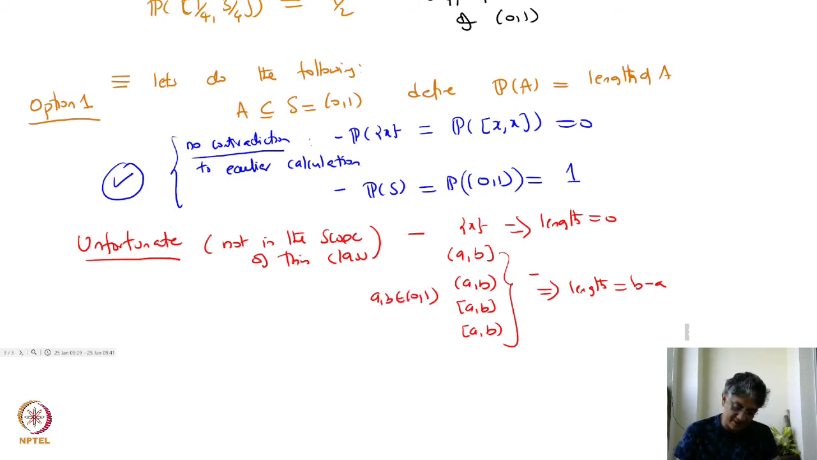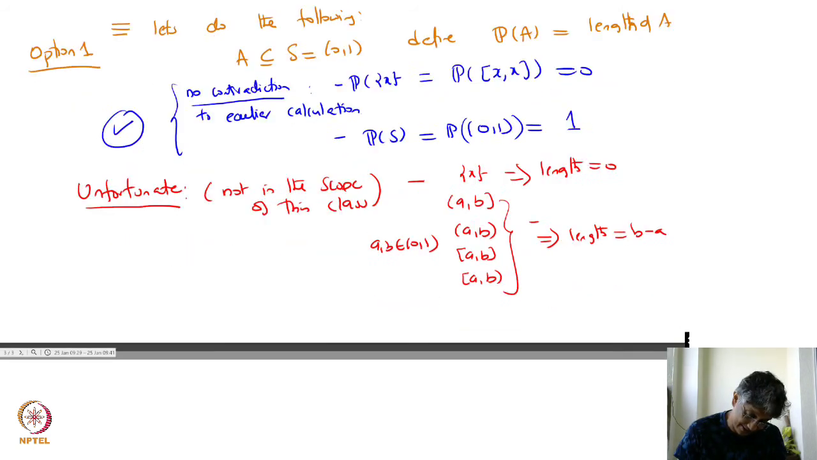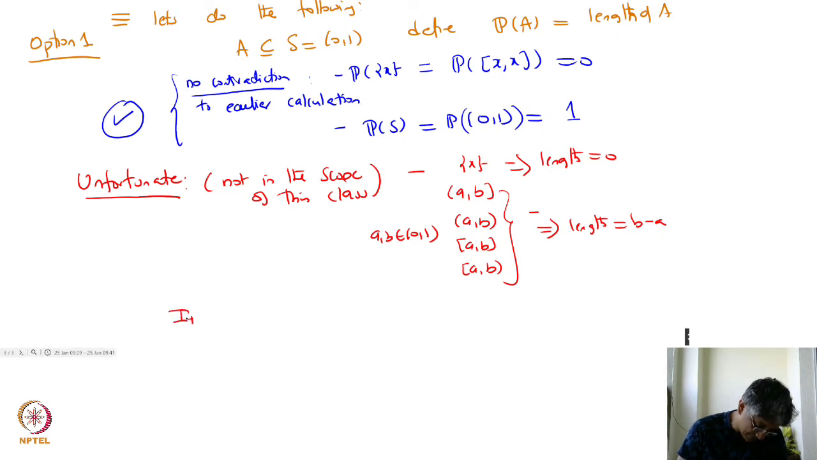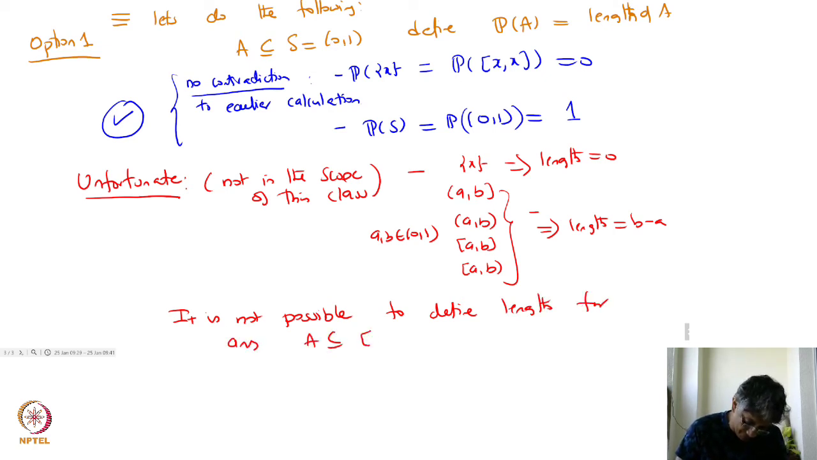But the difficulty is that while this part is okay, the sad part is that it is not possible to define length for any set A. That's the sad part. So it is not possible to define length for any subset A of [0, 1]. This is something you have to believe. I can't show you why it's not possible right now, but typically it's not. There are subsets of [0, 1] for which you cannot define length.